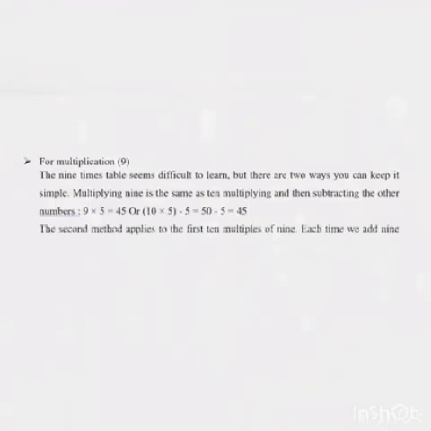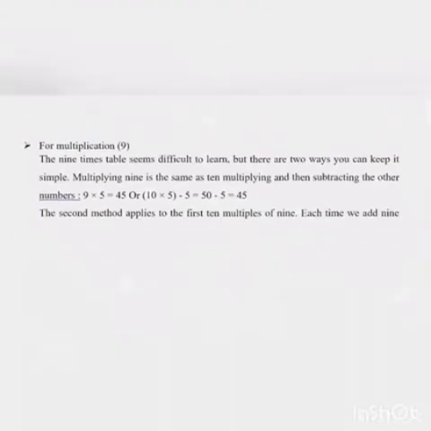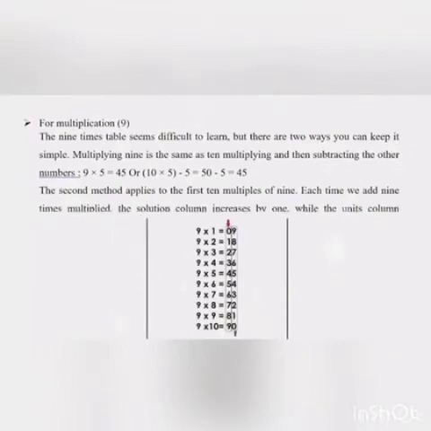For multiplication 9, the 9 times table seems difficult to learn, but there are 2 ways you can keep it simple. Multiplying by 9 is the same as multiplying by 10 and then subtracting the number. 9 times 5 is 45. Or 10 times 5 is 50, minus 5 is 45. The second method applies to the first 10 multiples of 9: each time we add 9, the tens column increases by 1, while the units column decreases by 1.